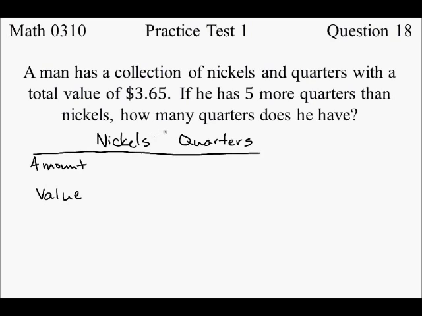Maybe we'll build a little bit of a chart here. All right, so let's look here. Talking about the amount of nickels and the amount of quarters. It says he has 5 more quarters than nickels. So since in the problem we're relating the amount of quarters he has to the amount of nickels, we usually assign our variable to what we're relating to. So since we're relating to nickels, let's call our amount of nickels x.